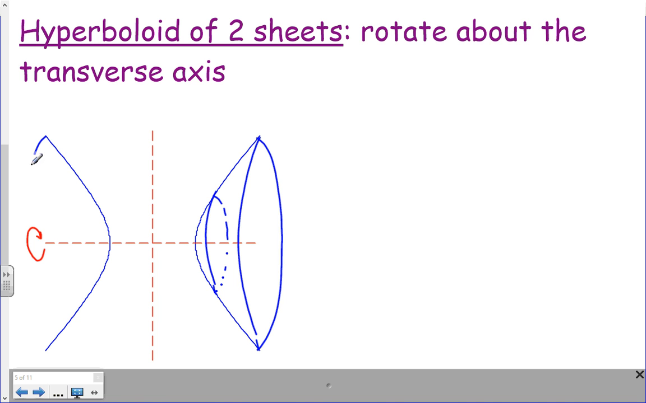Give it the same perspective, though. So this time it's going to be dotted around behind. Draw another one of those right here. And you've got yourself a nice little hyperboloid of two sheets. And again, we call it a hyperboloid of two sheets because you end up with two parts to this. Two distinct parts, two distinct surfaces.